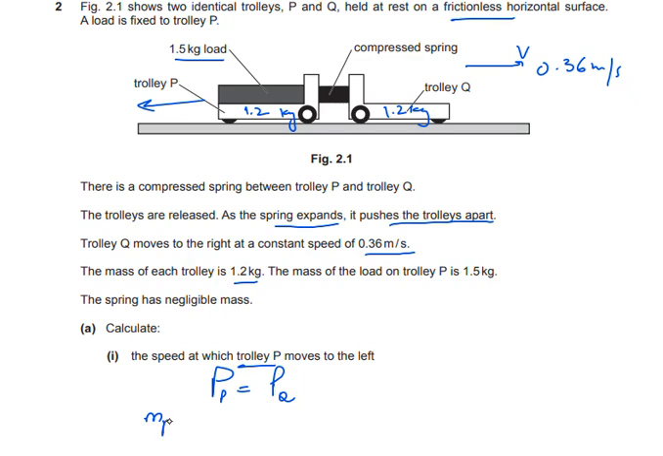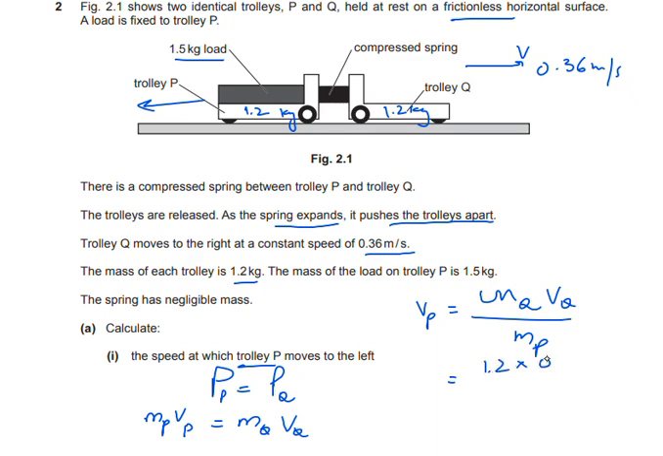So by putting the values, we see that MP Vp is equal to MQ VQ, right? We have to find out Vp, so we'll rearrange the equation as Vp is equal to MQ VQ by MP. Just substitute the values here, you'll get the final answer. MQ was 1.2, VQ was 0.36, and MP was the total mass. Okay, that is 1.2 plus 1.5, that is 2.7. So you'll get its speed as 0.16 meter per second, right?